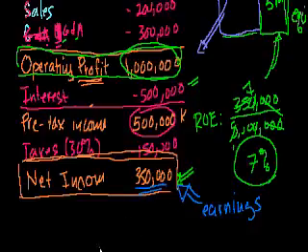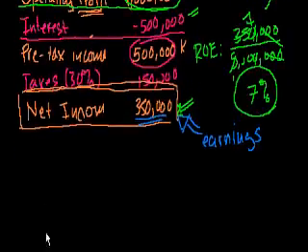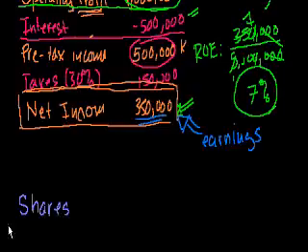Now, we talked in the first video when we started the series about how different companies have different numbers of shares. So let's just make up a number of shares for this company. Let's say it has 1 million shares.